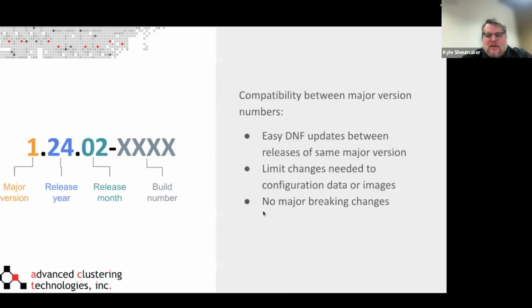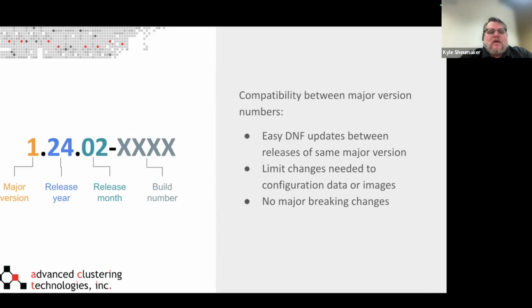I'm going to start with a little bit of background on how we're doing version numbers now so that everyone understands. The first digit is the major version. The second digit is the release year. The third digit is the month. And then after the last hyphen, there's usually a 4-digit build number.